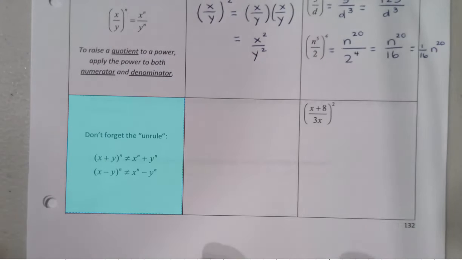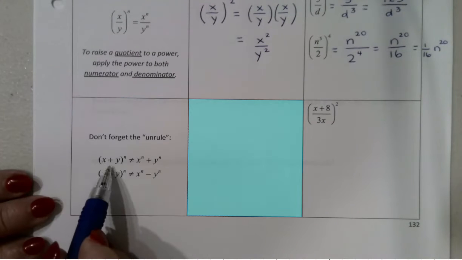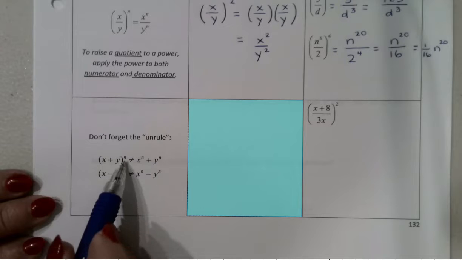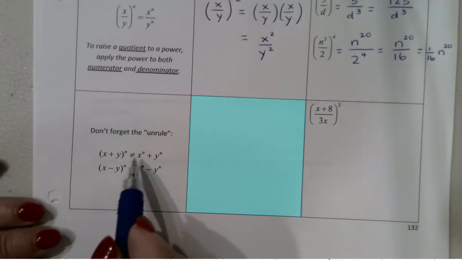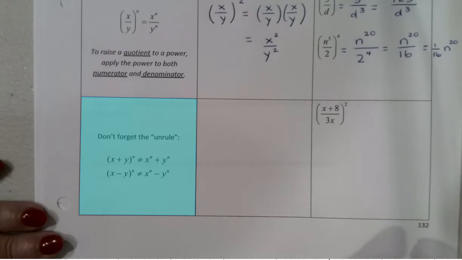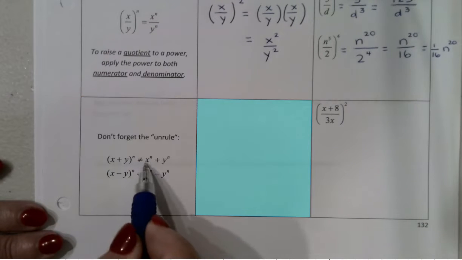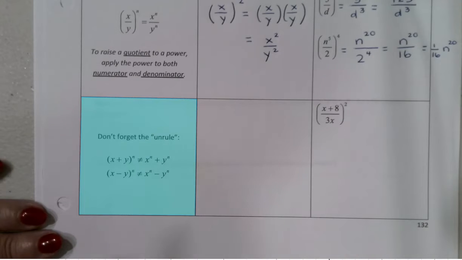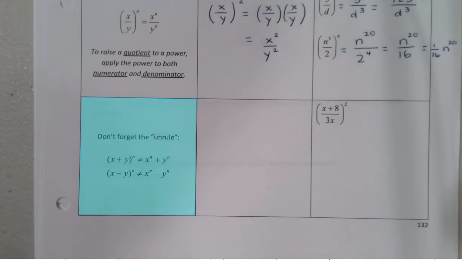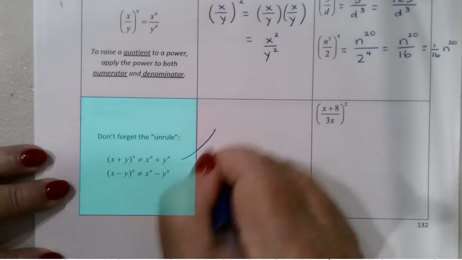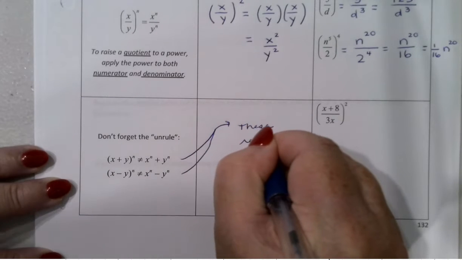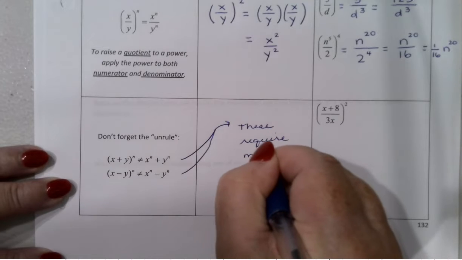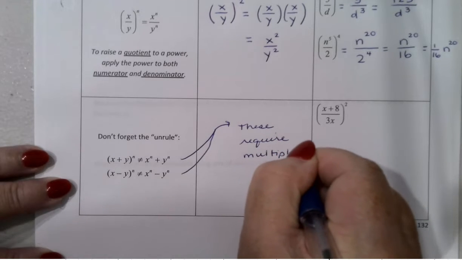All right, my last note here is don't forget the unrule. Don't forget that if you have a sum or a difference raised to a power, it is not possible to simply apply the power to each term. So I can't just say x to the n plus y to the n, or x to the n minus y to the n, right? Instead, these require multiplying binomials.